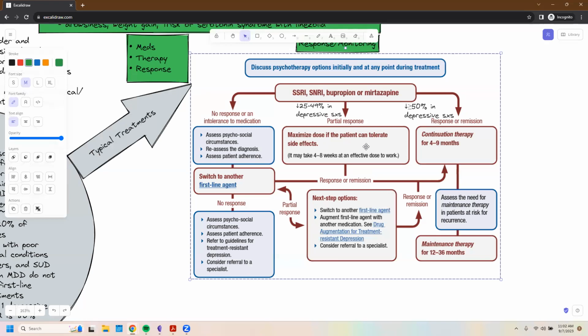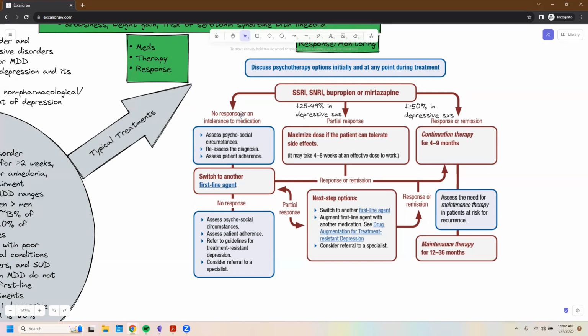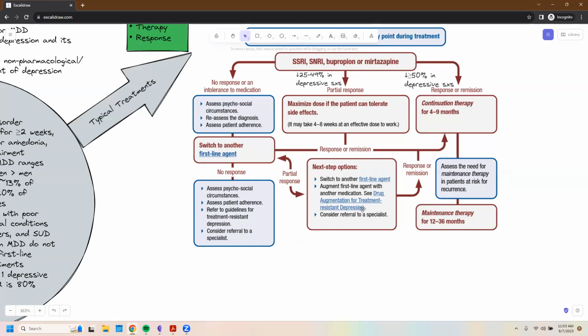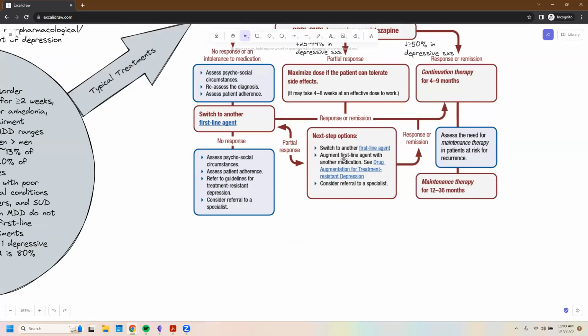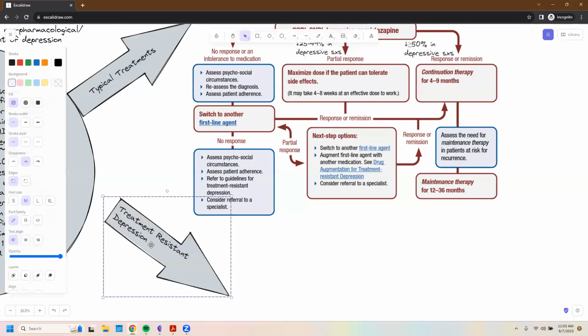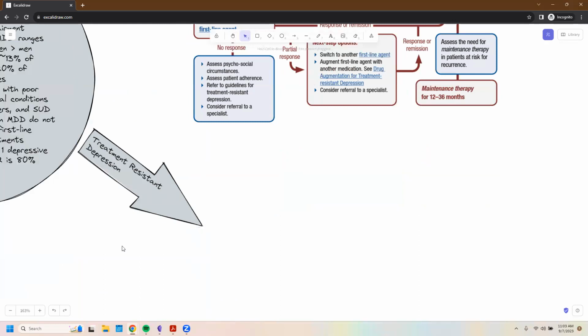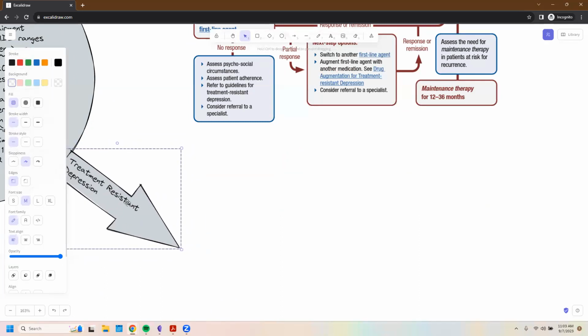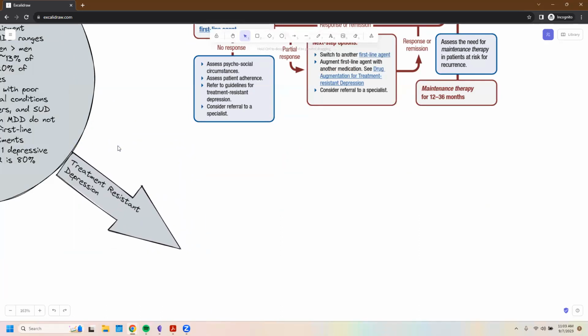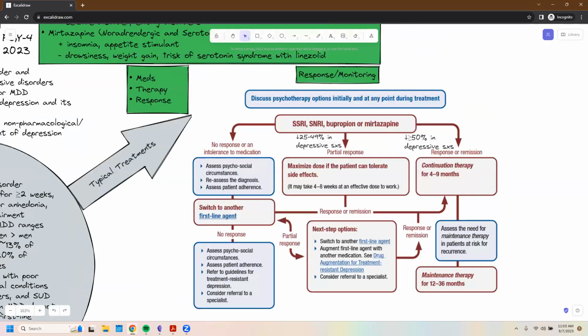And then partial response, maximize the dose if tolerated. And otherwise, you can go into switching to a first line agent and such. So we talk about either switching or augmenting as some options. So we can talk about that. So treatment resistant depression. Any questions, by the way, about this algorithm?